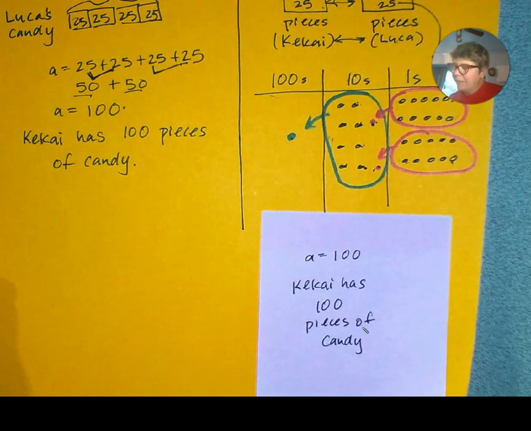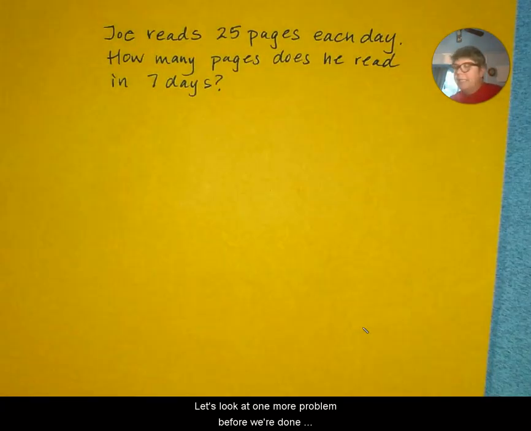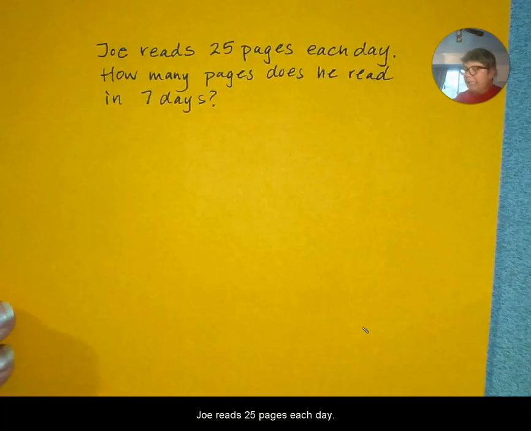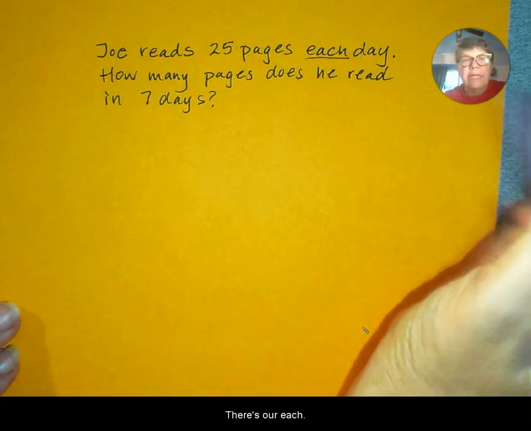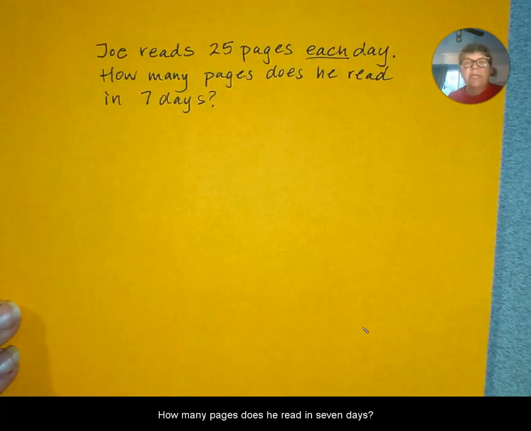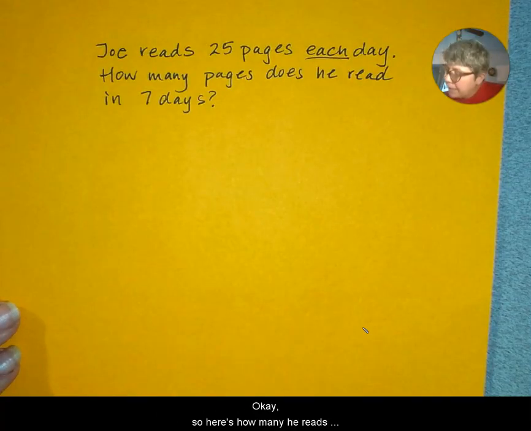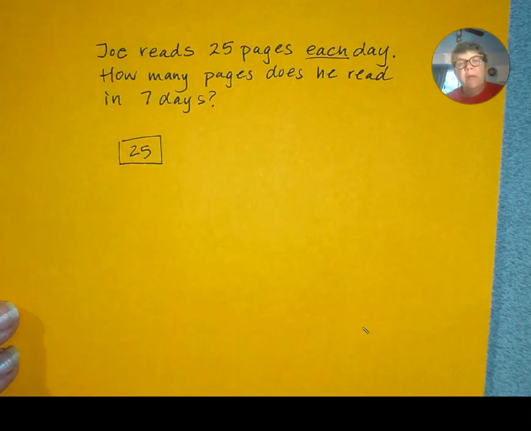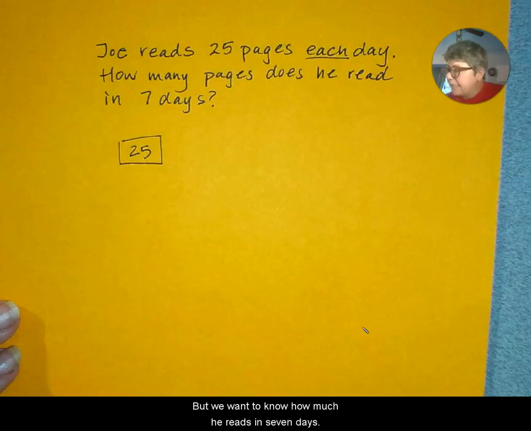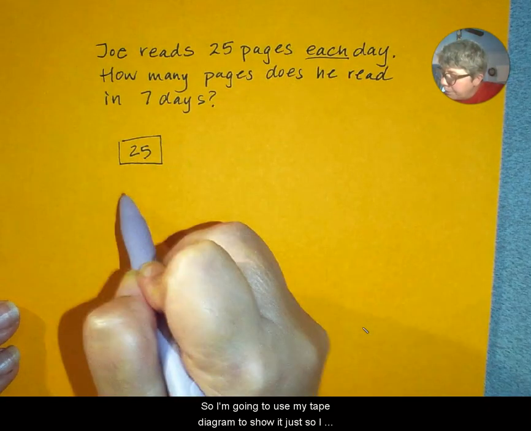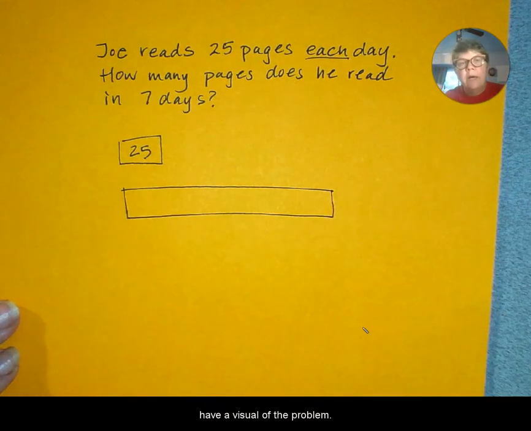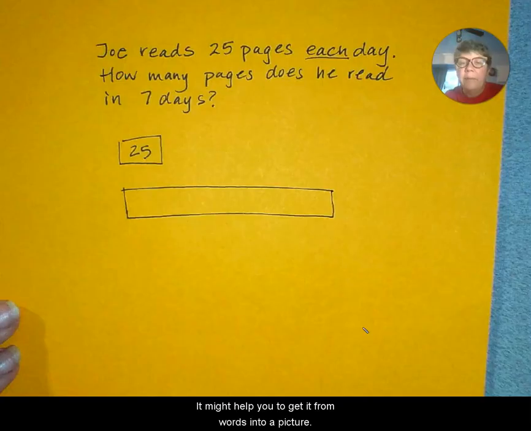Okay, very good. Let's look at one more problem before we're done with our lesson for the day. Joe reads 25 pages each day. There's our each. How many pages does he read in 7 days? Okay, so here's how many he reads in 1 day, right? But we want to know how much he reads in 7 days. So I'm going to use my tape diagram to show it just so I have a visual of the problem. It really helps me. It might help you to get it from words into a picture.